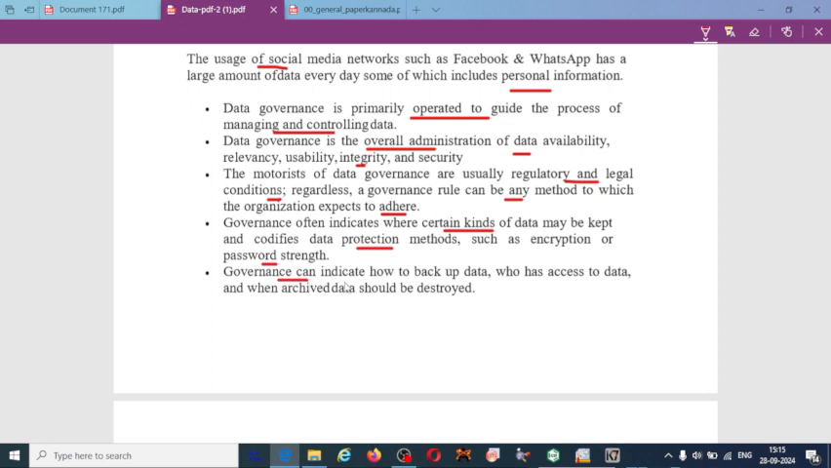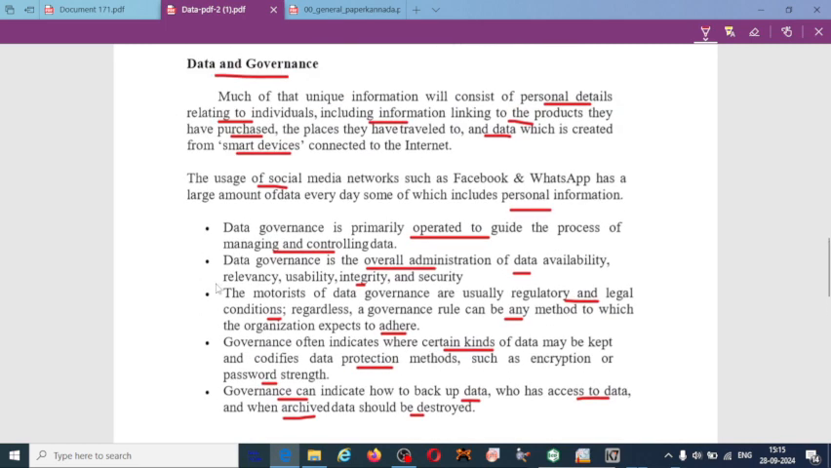Governance, the word, can indicate how to back up data, who has access to data, and when archived data should be destroyed. So overall, this is how you can manage the data that you are going to get, here in data and governance.